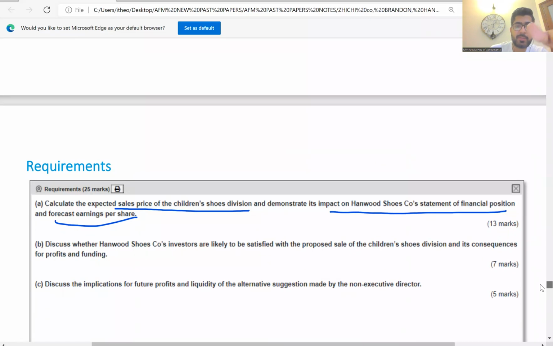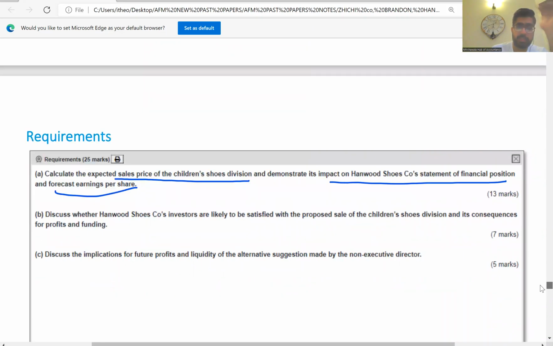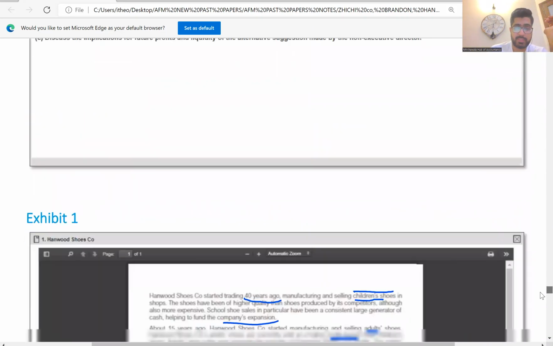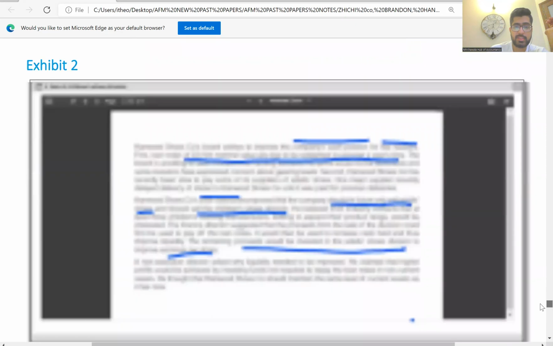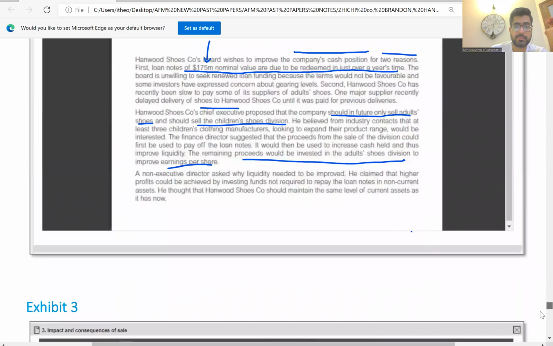Calculate the expected sale price of the children's shoe division. I've done that. Impact on SOFP, demonstrate the sale impact on SOFP, and forecast EPS. The last thing is the impact on forecast EPS.